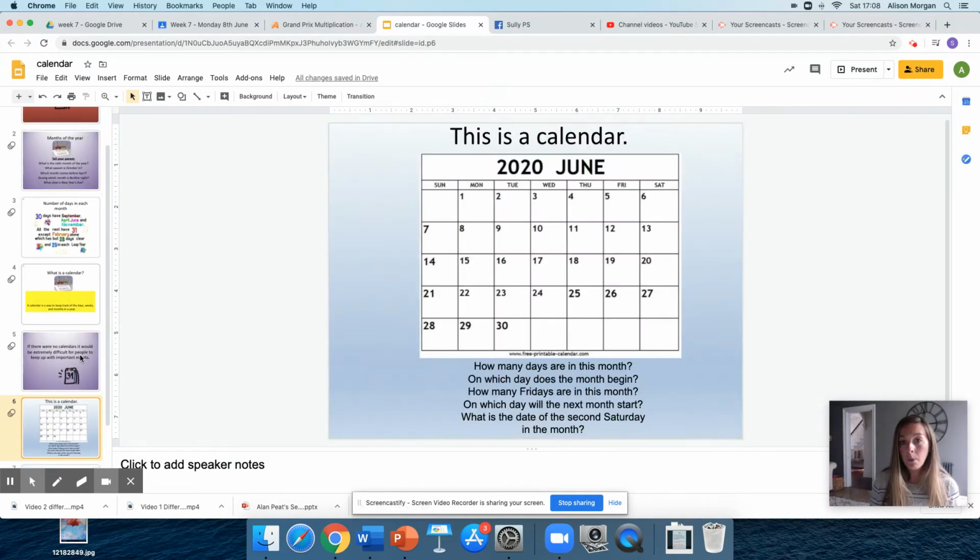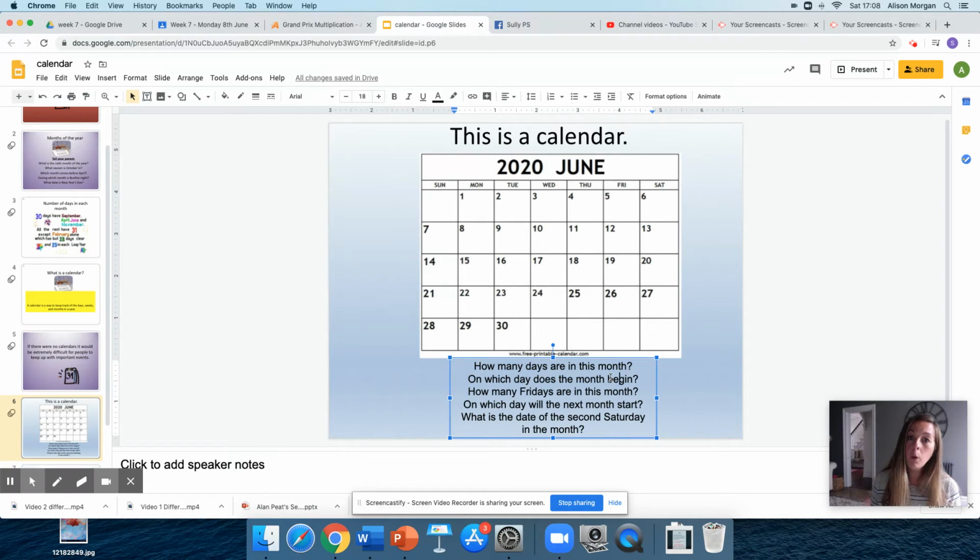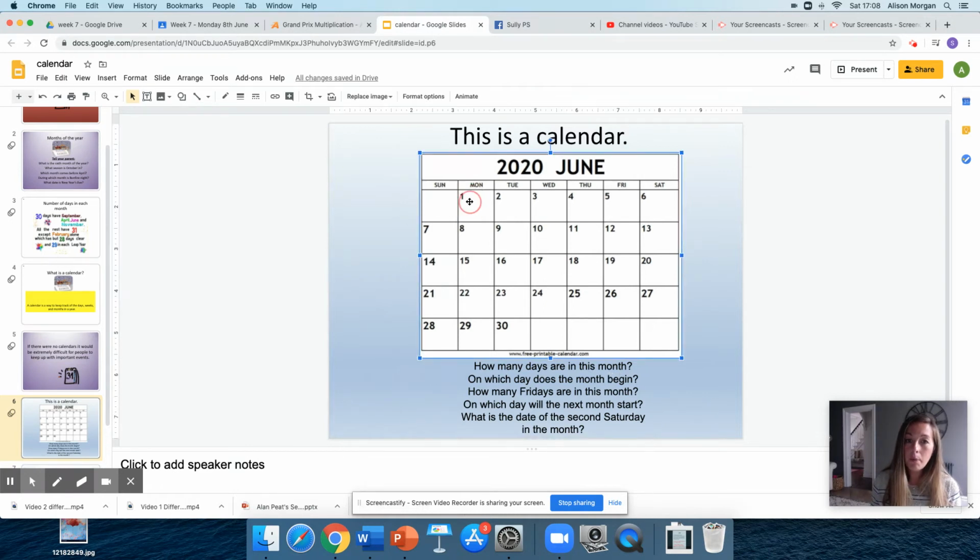So I've got an example of what June looks like as a calendar, and we're just going to go through some questions together. So the first question is, how many days are in this month? So I'm going to look at the largest number, which is 30. So I know that there are 30 days in June. On which day does the month begin? Okay, so I'm going to look at the number 1 because I know the month begins on the 1st of the month. Then I'm going to look up at the day and I can see that it begins on a Monday.